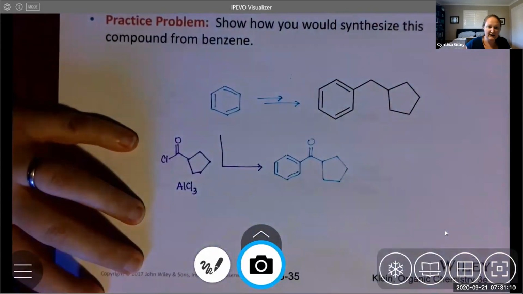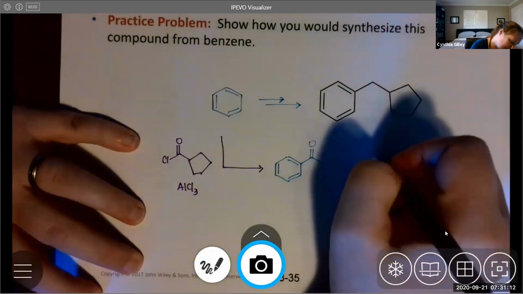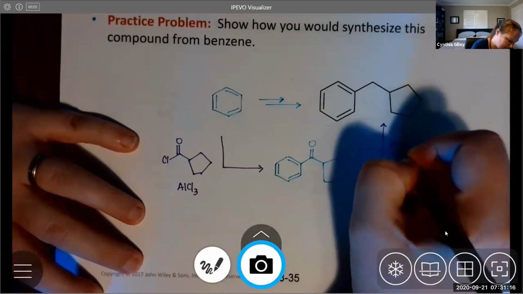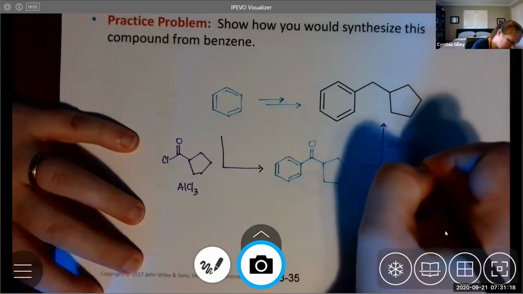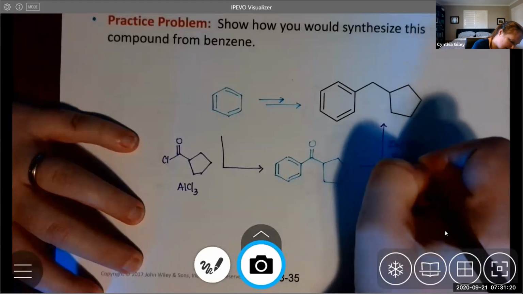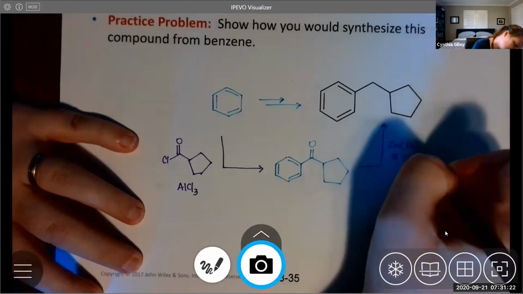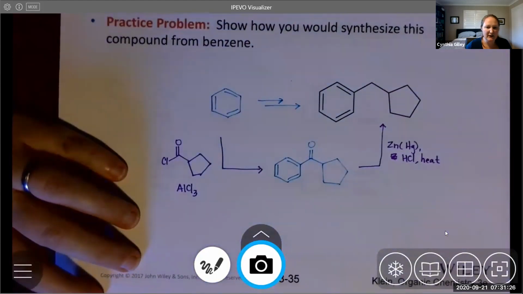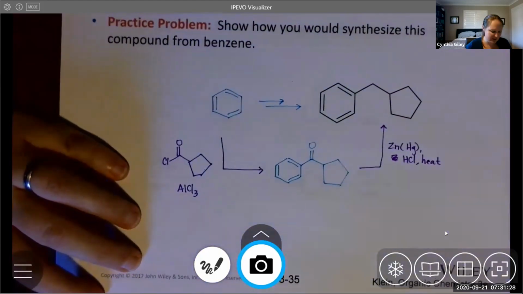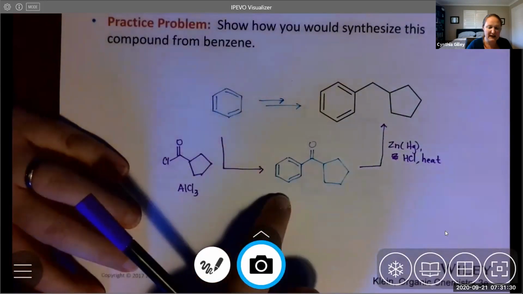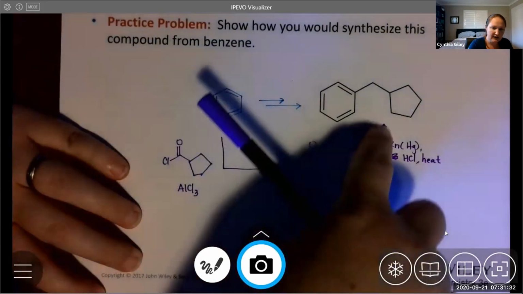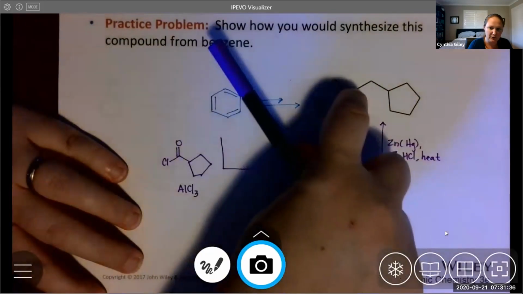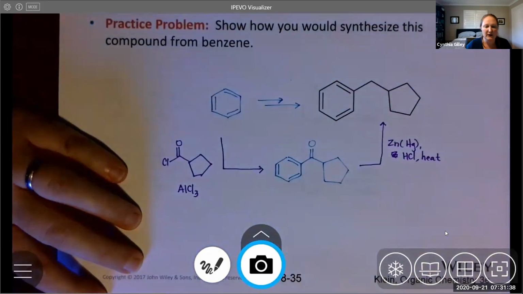Which we then can convert to the product through a Clemmensen reduction. So again, we're using that zinc mercury amalgam, HCl, and heat to do the Clemmensen reduction. Again, this is another great application of the Friedel-Crafts acylation followed by Clemmensen reduction in order to introduce an alkyl group to an aromatic ring.